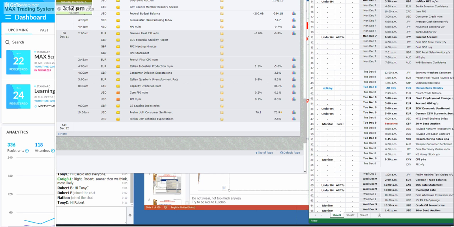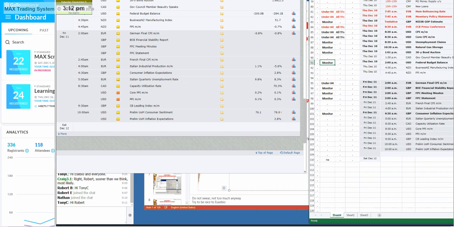Friday we will have, we can monitor the pound Bank of England financial stability report. Monitor the FPC meeting minutes. Monitor the FPC statement. And then we will have the US dollar preliminary University of Michigan consumer sentiment and inflation expectations, so under H4.